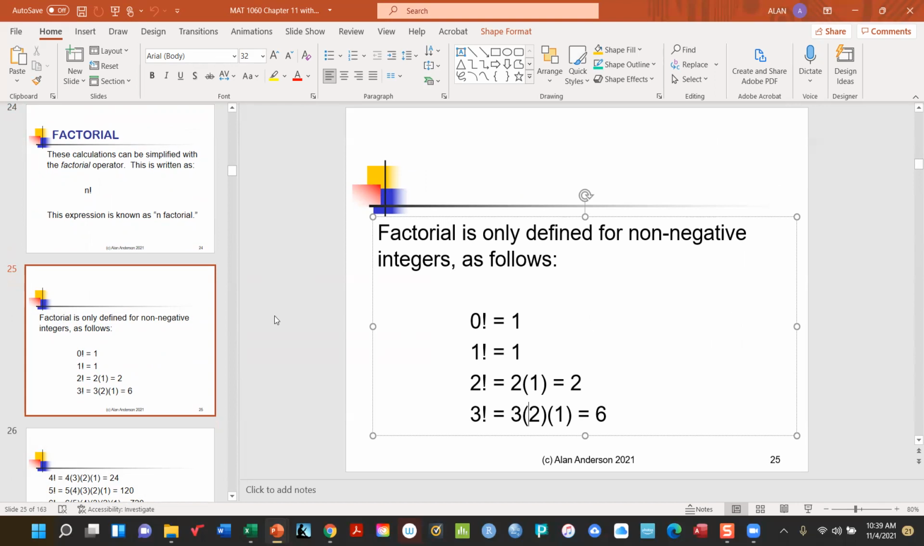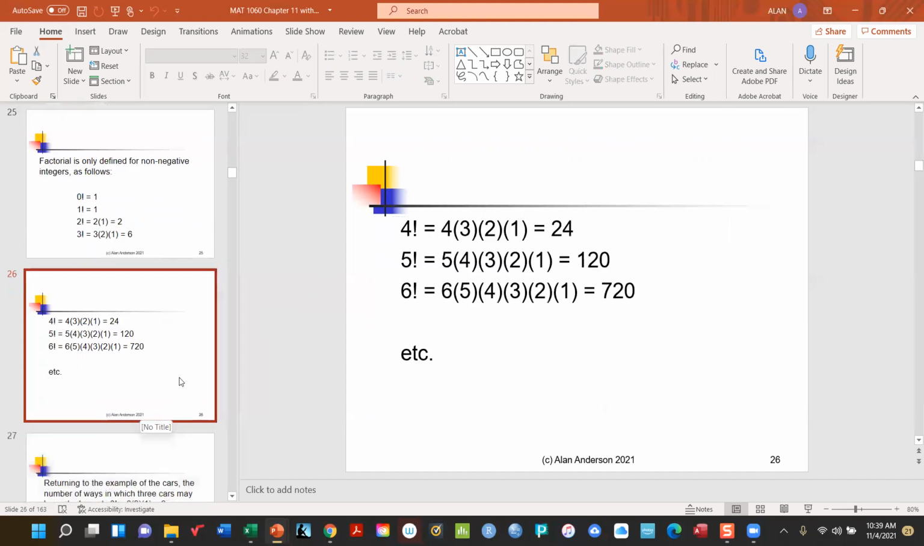So the factorial operator is only defined on non-negative integers. For 0 and 1, they're defined to be equal to 1. After that, then they get a little bit more complicated. For example, 2 factorial is just 2 times 1. 3 factorial is 3 times 2 times 1. 4 factorial is 4 times 3 times 2 times 1. And it just keeps going on. And eventually it gets to the point where they are actually quite large.